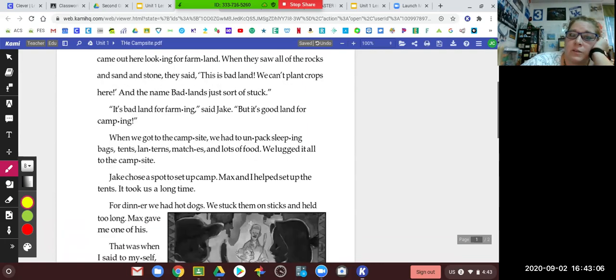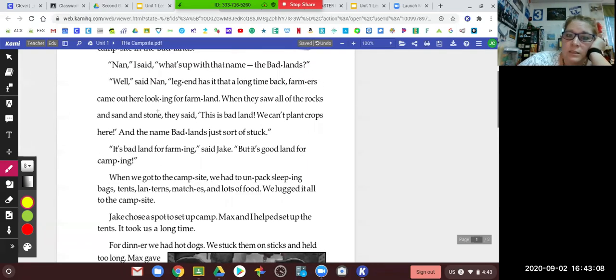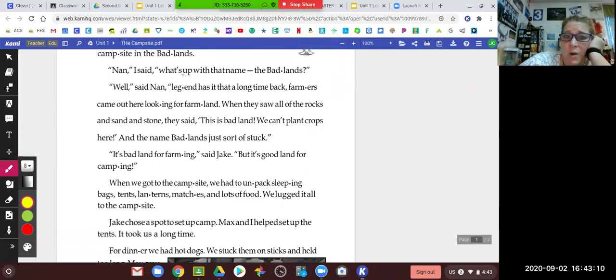Let's go here and look. It says, Nan, I said, what's up with that name, the Badlands? Well, said Nan, legend has it that a long time back, farmers came out here looking for farmland. When they saw all of the rocks and sand and stone, they said, this is bad land. We can't plant crops here.